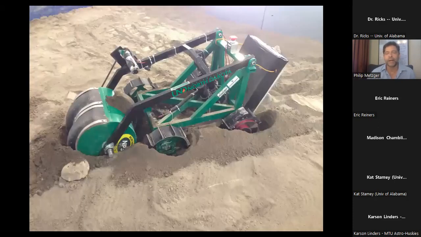Here's one. This one was Nebraska. I remember when this happened. They tried using their digging bucket to provide additional traction to pull forward to get out of the hole. But even with the digging bucket, they weren't able to get out.